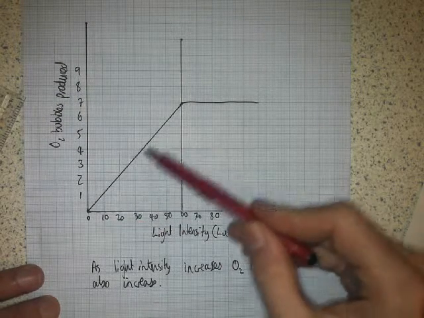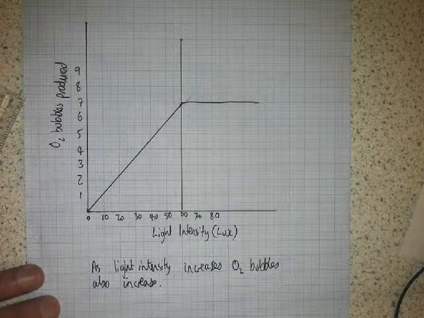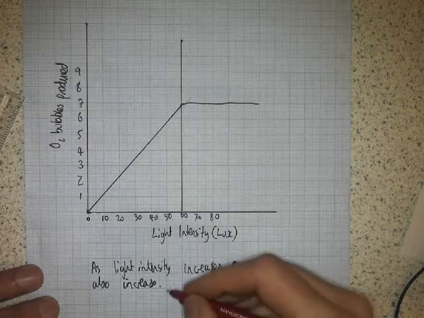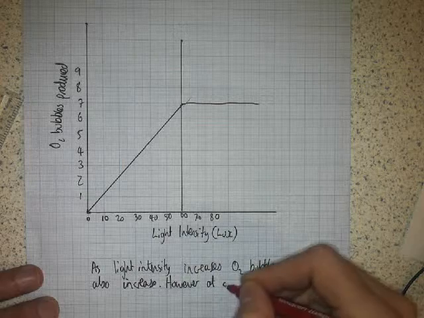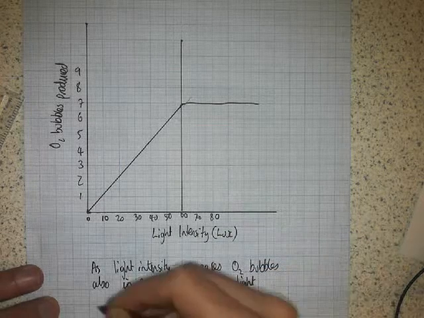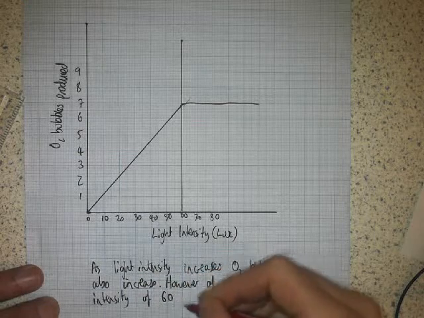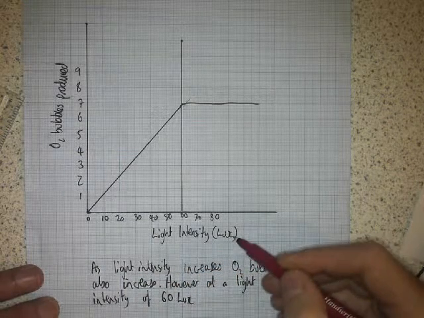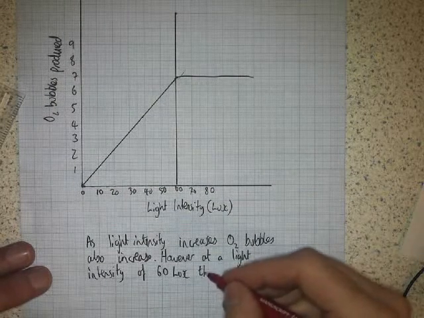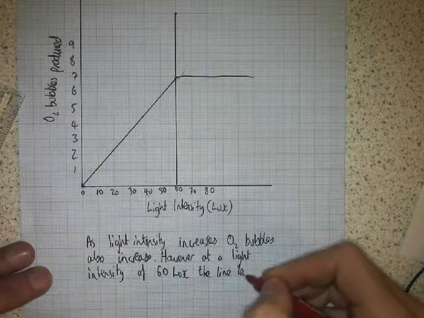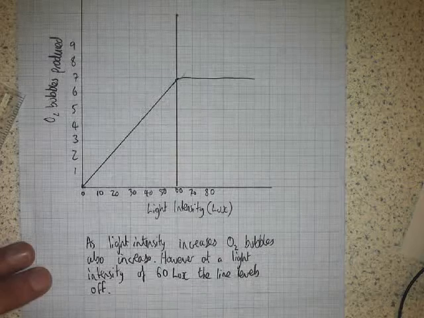Because what I'm saying there is the line continues to go straight up, but it doesn't, because at this point here, it levels off. And that's my second sentence. However, good use of the connective, at a light intensity of 60 lux, the units here, the line levels off. And there's my answer.